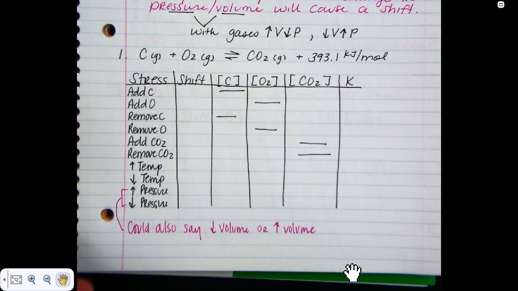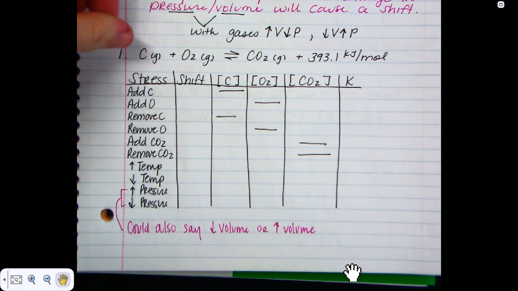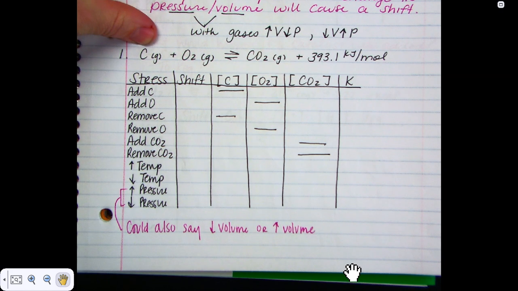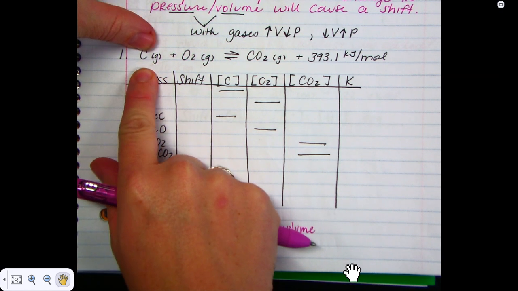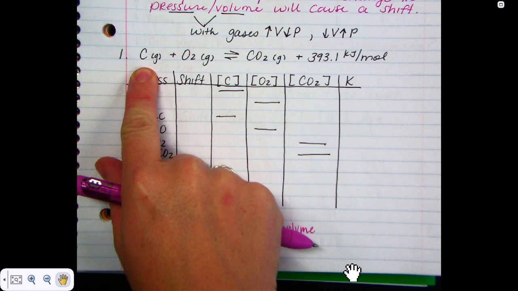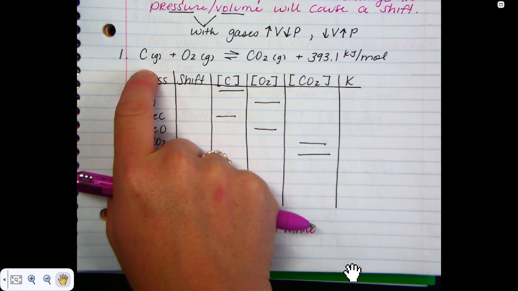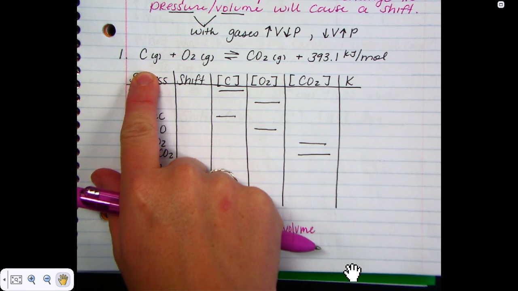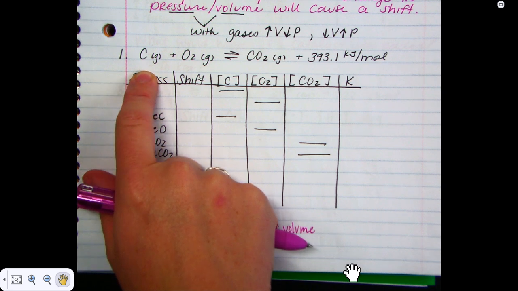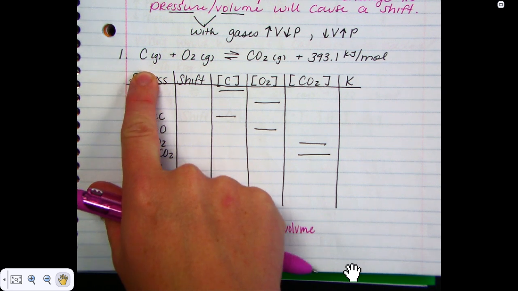All right, so let's just start working our way through this. So if I add carbon, so I'm going to add a source of carbon, which is on the reactant side. Now, the only way for the system to account for the added carbon is to use it in whatever reaction that carbon is a reactant.